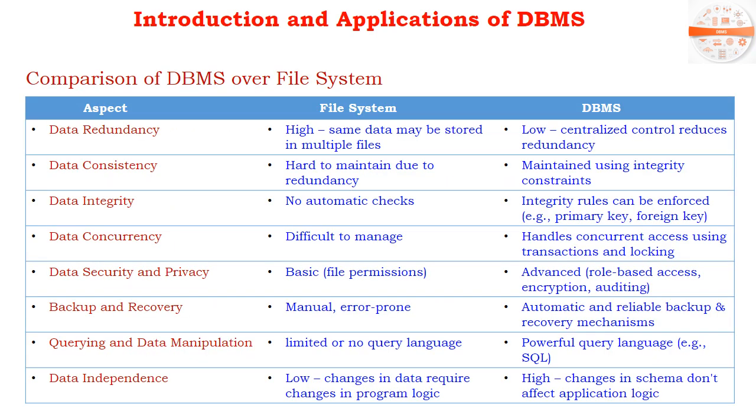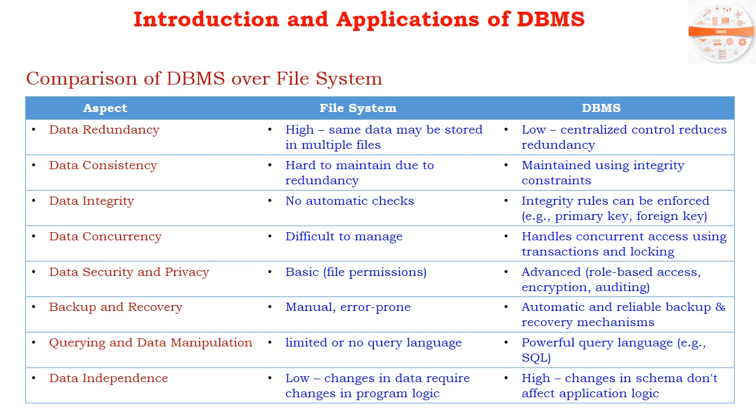Next, we'll discuss the comparison of DBMS over file system overview. For example, data redundancy in a file system is high. In the DBMS, it is low. Data consistency in a file system is very hard to maintain due to redundancy. In a DBMS, it is maintained using integrity constraints. The next parameter, data integrity. In a file system, no automatic checks. In a DBMS, integrity rules can be enforced.